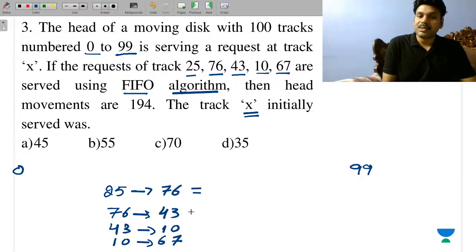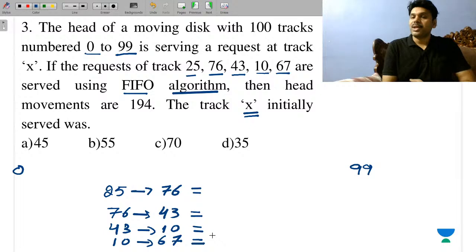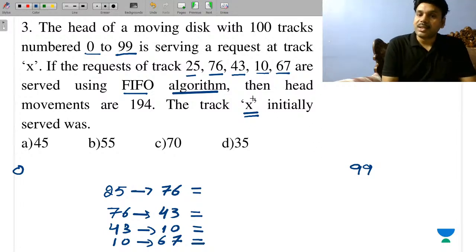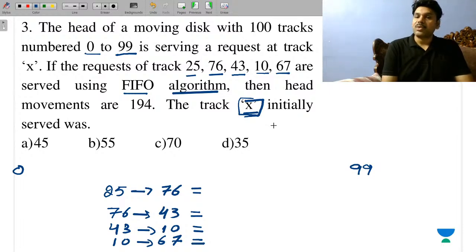So if you do this, you are going to get a value, and see that value. What is the track initially? The initial request is being asked, meaning what is the initial request that has to be satisfied. So it is 25 minus 76, it is 51, and 76 minus 43 is going to be 33, and it is going to be 33, and it is going to be 57.